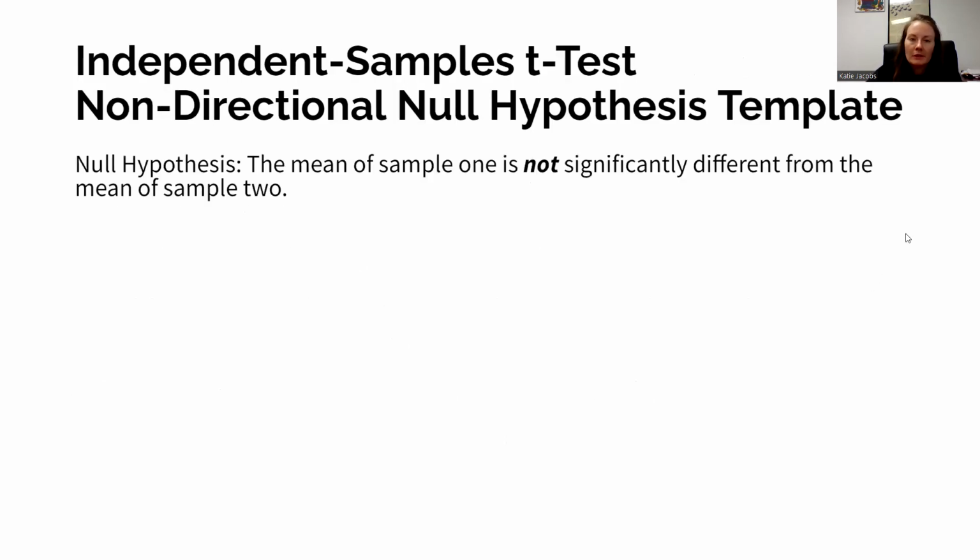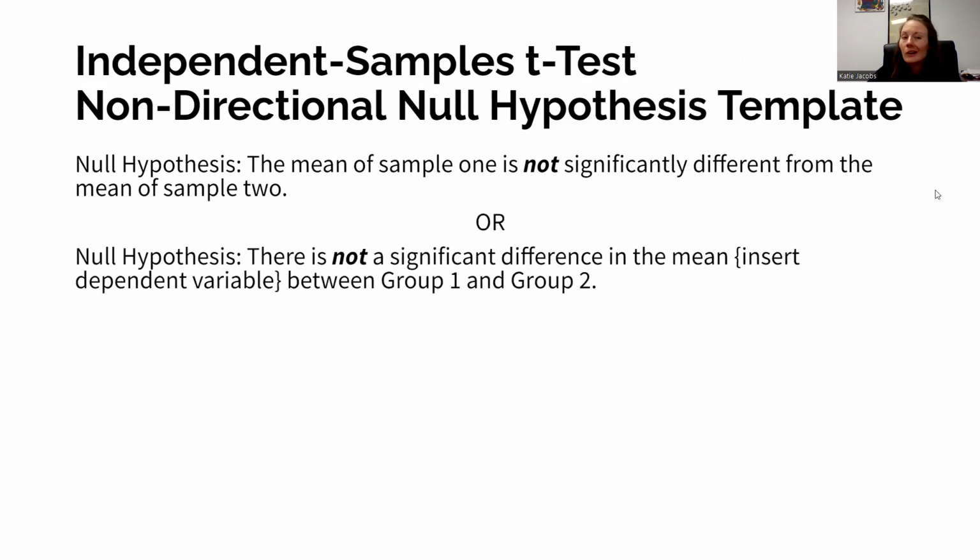And then we have a template for putting this into words as well. So we would write: null hypothesis, the mean of sample 1 is not significantly different from the mean of sample 2. Or we could say: null hypothesis, there's not a significant difference in the mean, and then you insert whatever your dependent variable is, between group 1 and group 2.